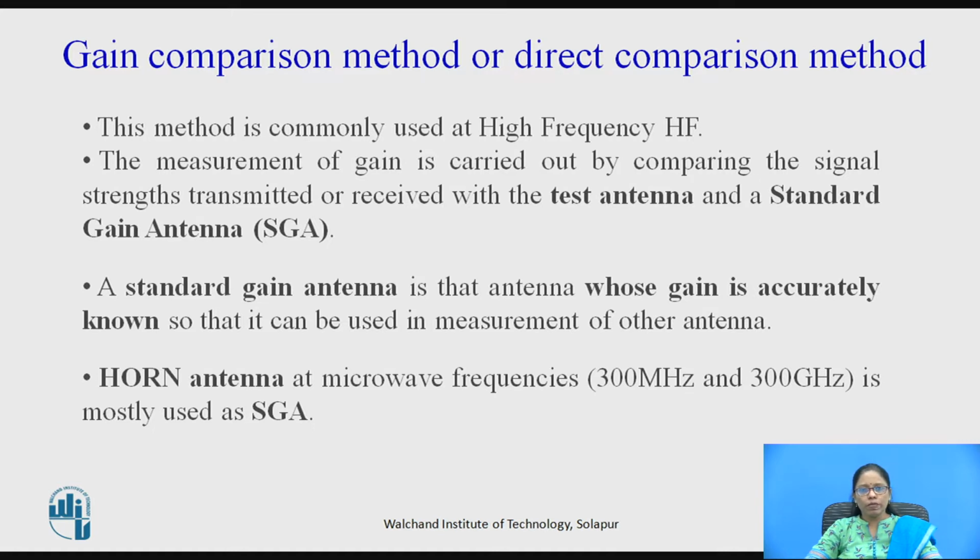This method is commonly used at high frequencies. The measurement of gain is carried out by comparing the signal strength transmitted or received with the test antenna with that of the standard gain antenna. Now, what is the standard gain antenna? The standard gain antenna is one whose gain is accurately known and which can be used for the measurement of gain of another antenna. The most common example of the standard gain antenna is the horn antenna, which works at frequencies of 300 megahertz to 300 gigahertz.